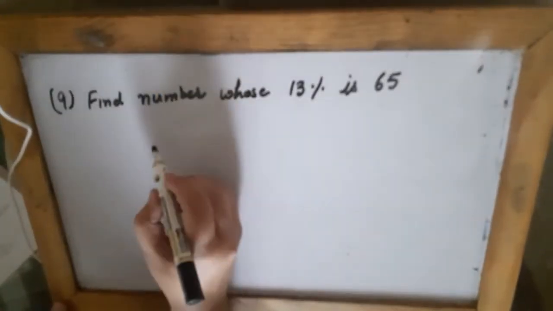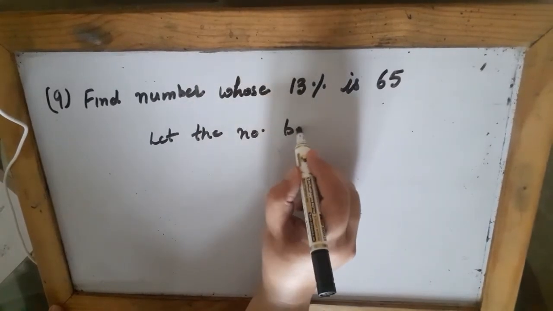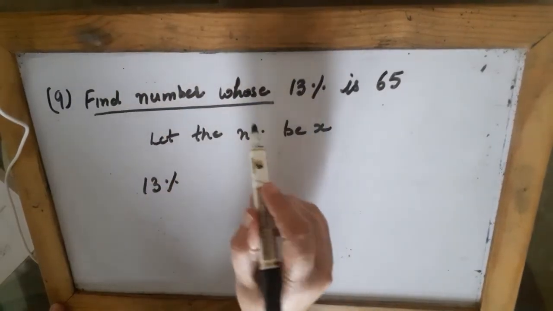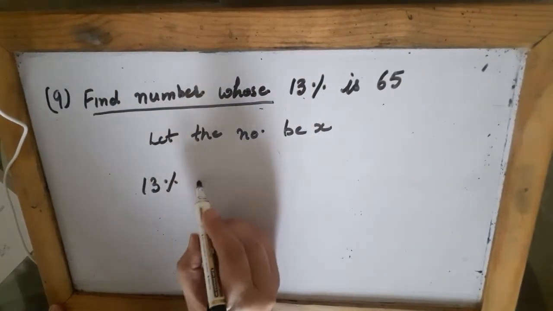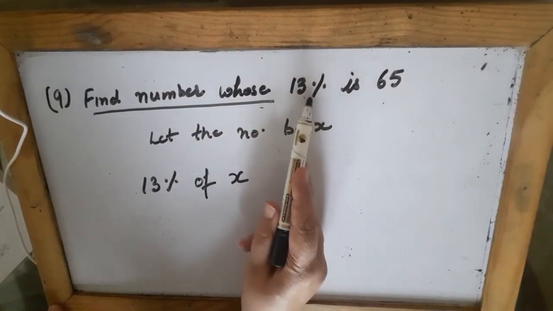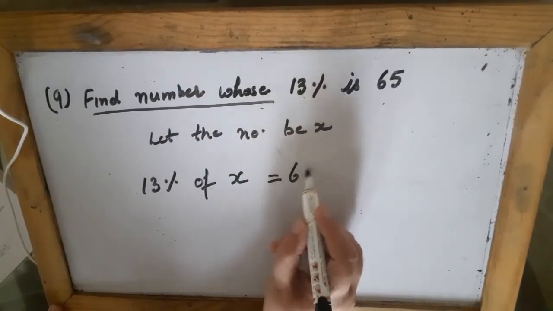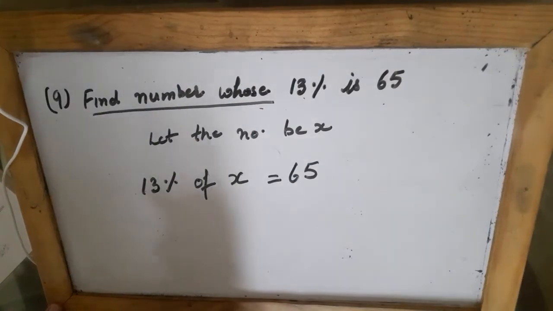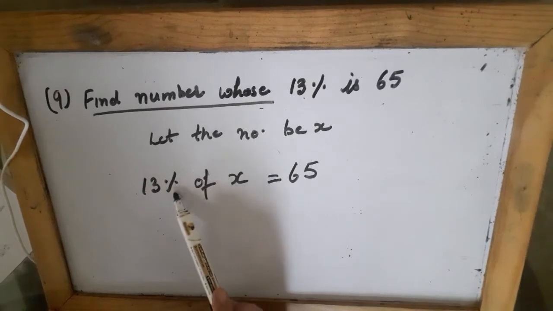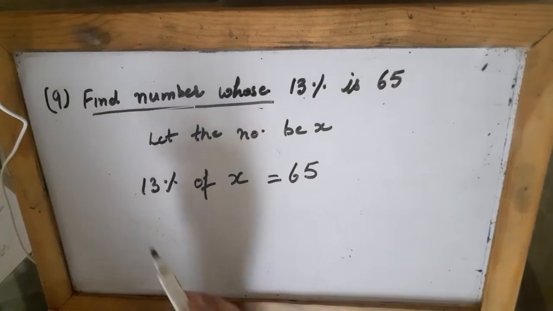So find the number. So I will say let the number be x. So 13%, according to the question, find a number whose 13% of that number which I have taken as x. 13% of that number is 65. So this becomes the equation. So I have to find this number, so I have kept this as x. 13% of the number is equal to 65. So let me solve this now.